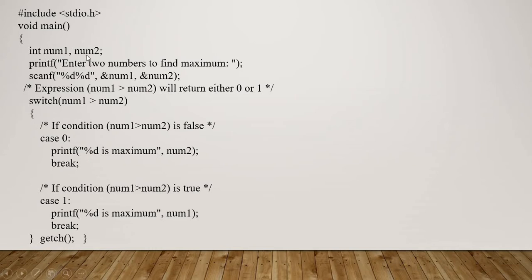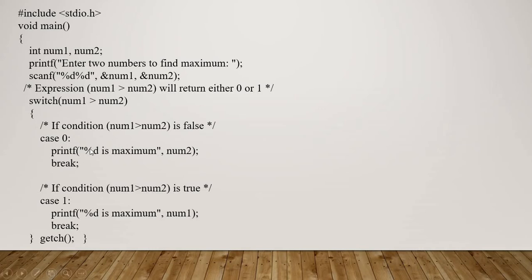So two variables get introduced that get stored for input with the help of scanf. Now within the switch case we are storing the expression, that is number 1 greater than number 2. So what do you want to return from this? Either true or false. So over here we are using case 0. In case 0, we want to print that number 2 is the maximum. That is a false condition.